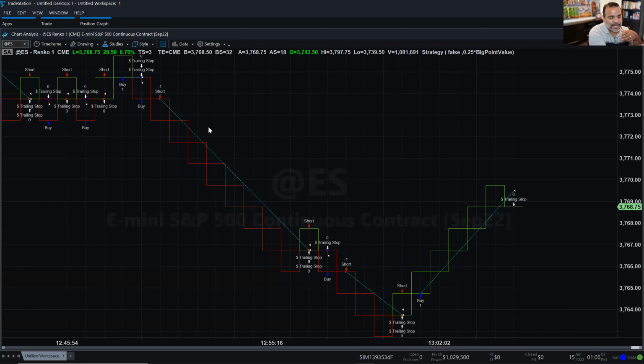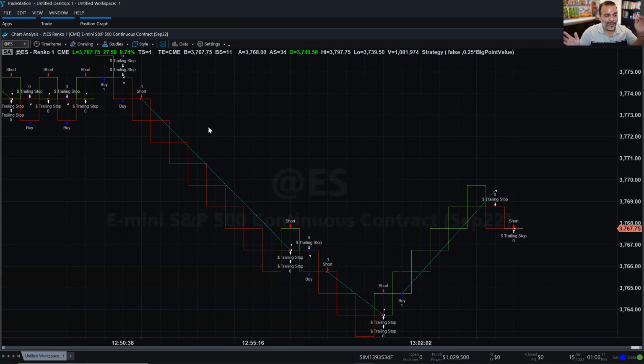Why didn't I get stopped out here? Because of the way that the bricks are built. And since they're stacked on top of each other perfectly, then the strategy has no prices to get out at. It just looks at all these red boxes and it says it went down, down, down, down, down, and it closed.